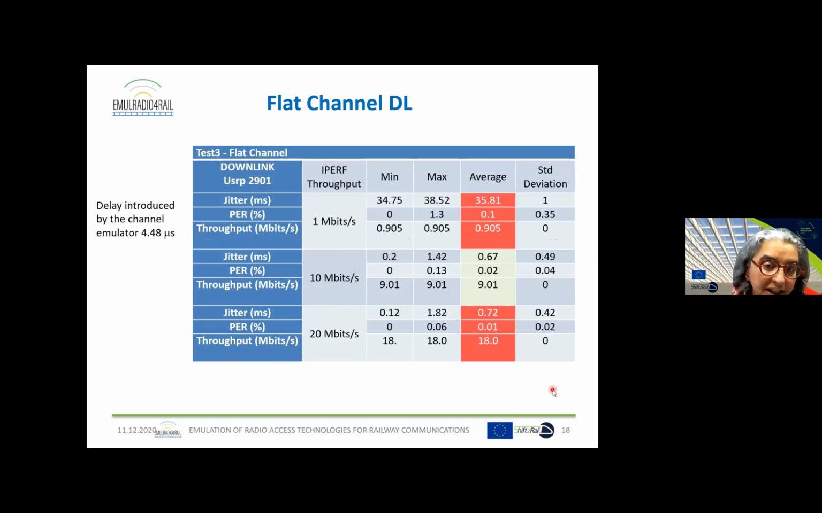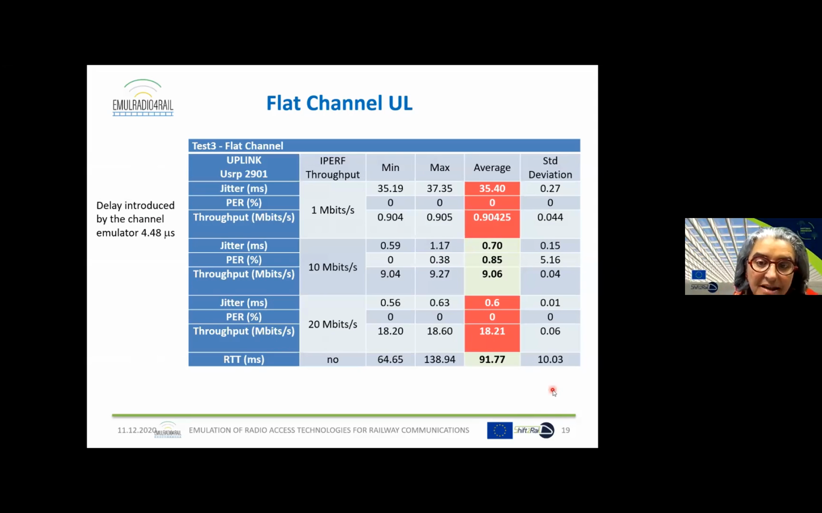So as Ikerlan did with the colleagues of DTU, before introducing the channel we first tested a flat channel, so just with attenuation and delay. In downlink, we have good results, also with this observation of the jitter at a low data rate. Next for the uplink, we have equivalent results, and you can see that with the flat channel we now have good results in terms of packet error rates in uplink and downlink. Next one.